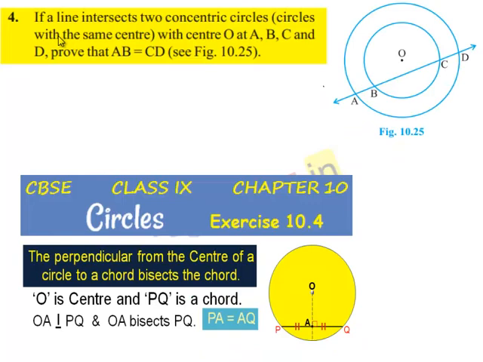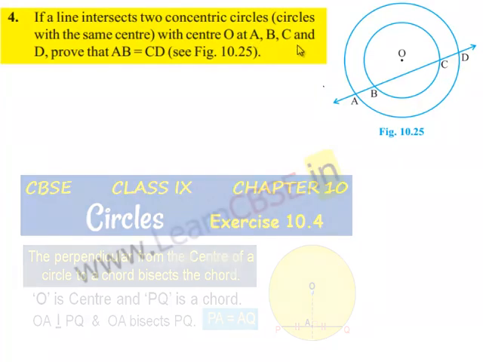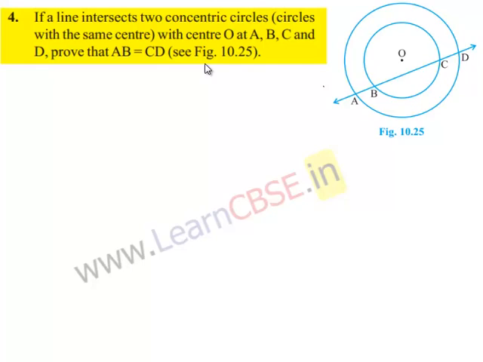Moving on to question number 4. If a line intersects two concentric circles, that is circles with same center, with center O at A, B, C and D, prove that AB is equal to CD. Now moving on to the solution. Here he has given that there are two concentric circles with the same center O, and A, B, C and D are the points lying on them as shown in figure. Now he asks us to prove that AB is equal to CD.